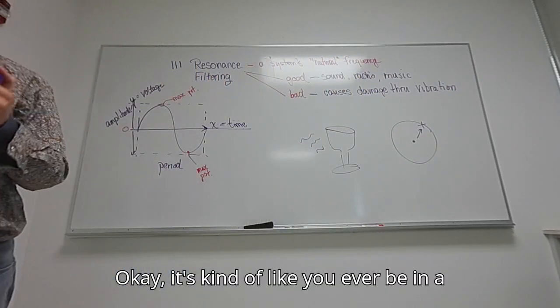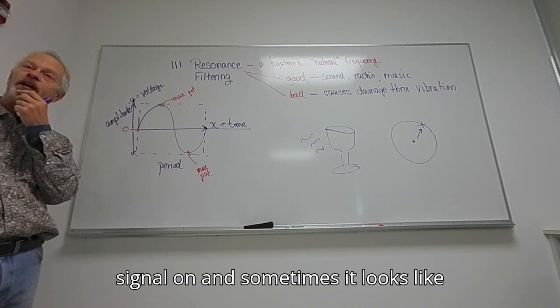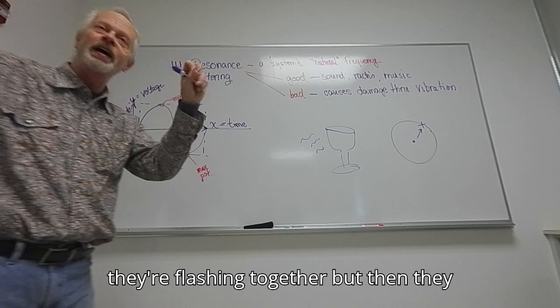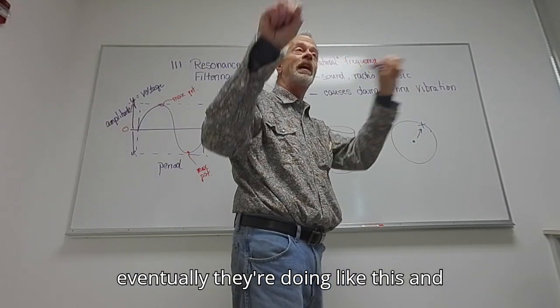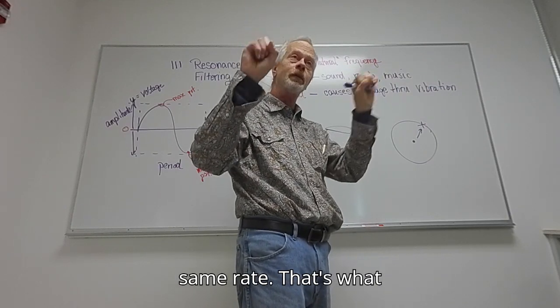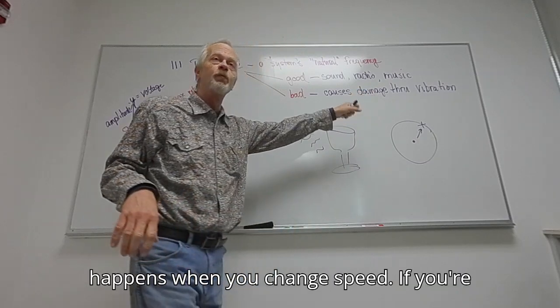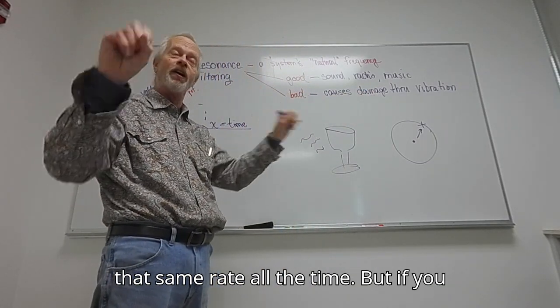It's kind of like when you're in the car behind someone. You have your turn signal on, and sometimes it looks like they're flashing together, but then they start to go off a little bit, and eventually they're doing like this. And then they come back to flashing at the same rate. That's what happens when you change speed. If you're at the same speed, they're flashing at that same rate all the time.